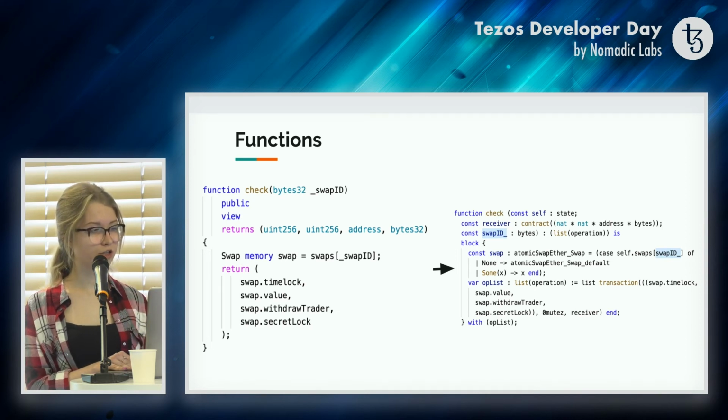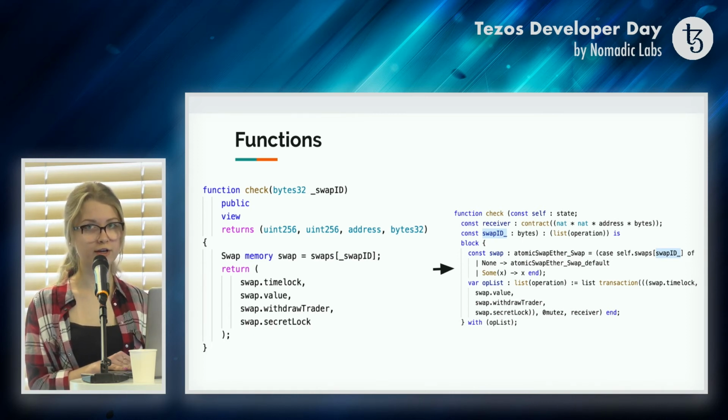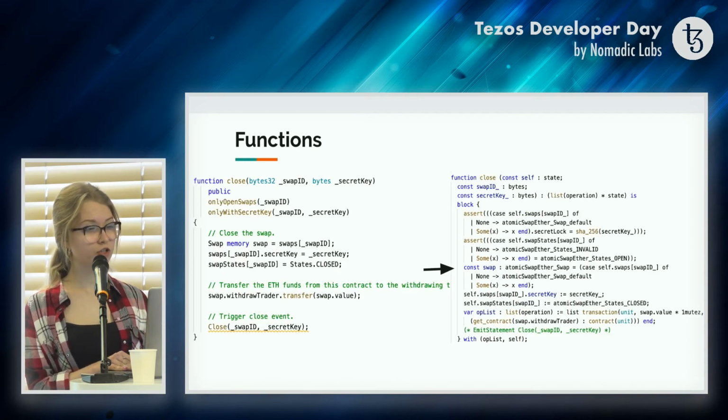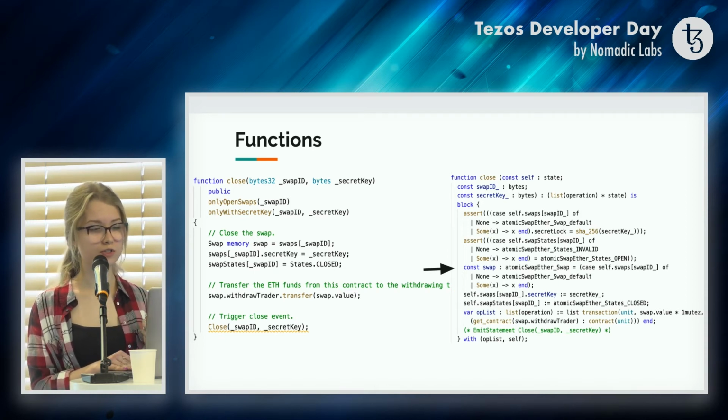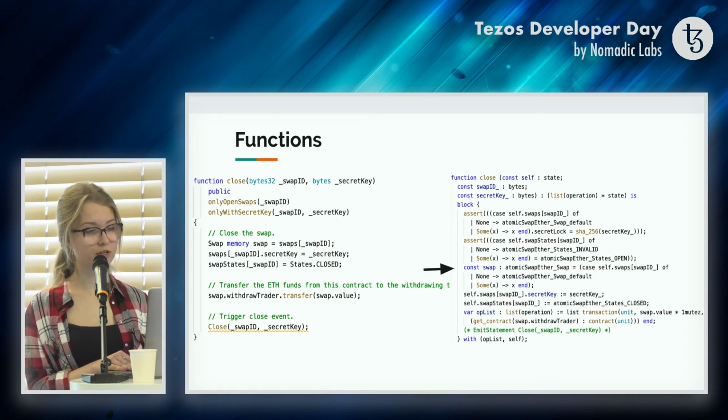As it is another kind of function, it is a view function that returns some values. For this reason, we need to pass an extra argument to our function, that is the receiver contract. And in the last line of the function, we create an operation that sends all these values to that contract. And our function returns only an op list because it shouldn't modify state. Another function, the close function, is a function that modifies state and interacts with another contract or another user. That means we have a transfer operation in our contract, and for this reason we should create a list with an operation that sends money to the withdrawal trader. And also we should modify state, as you can see we do.